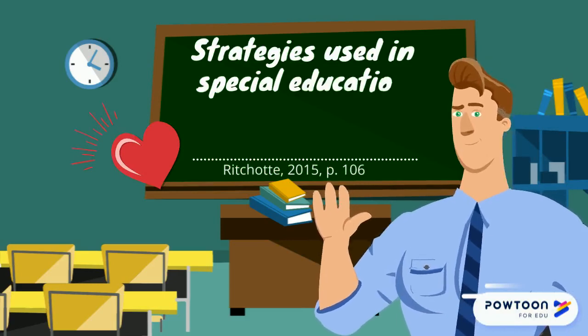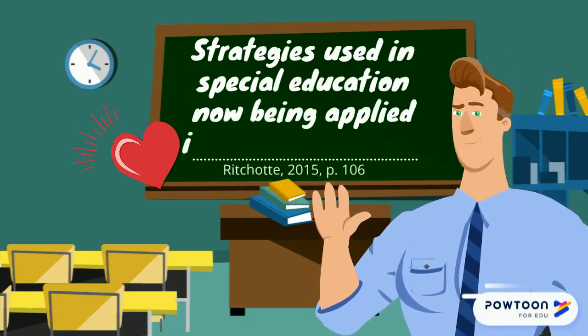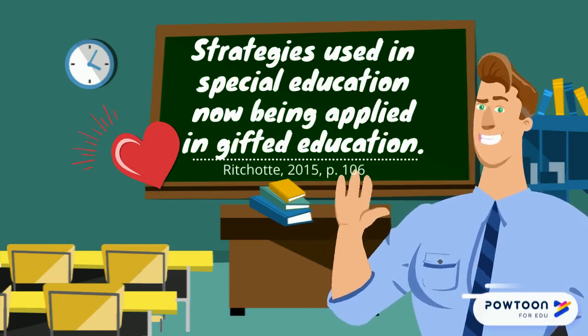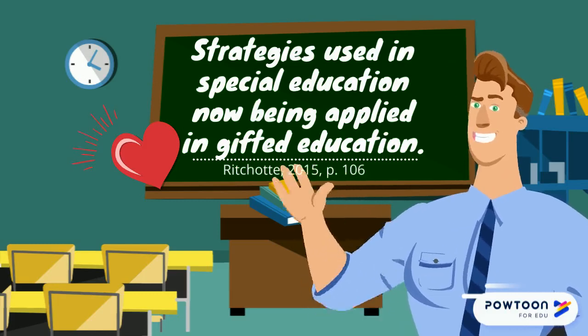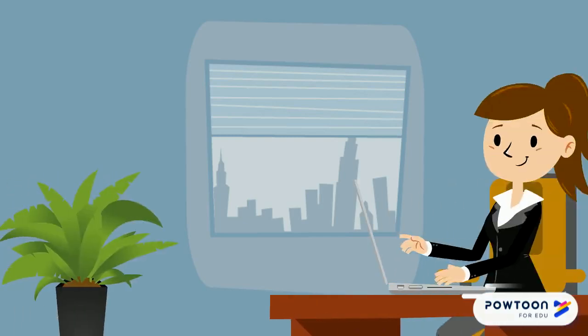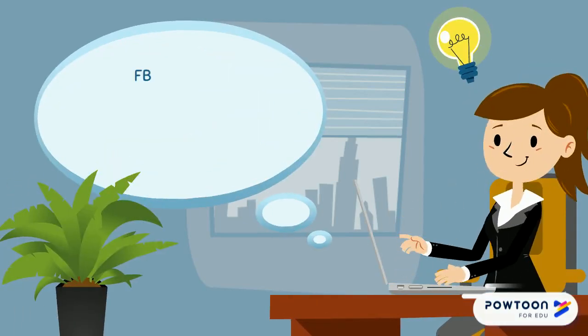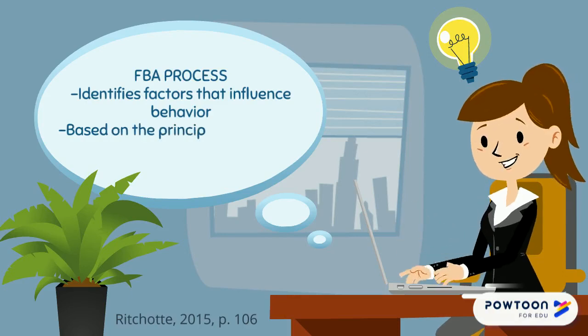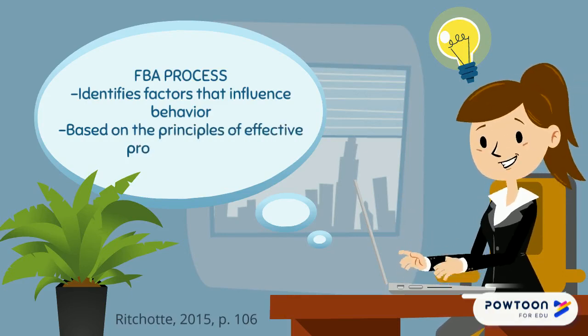One in particular is the use of functional behavioral analysis. It is the collection of data, observations, and information to develop a clear understanding of the relationships of events and circumstances that trigger and maintain problem behavior. The process of FBA identifies factors that influence behaviors and is based on the principles of effective problem solving. Oftentimes we find that struggling students show some of the same social and emotional characteristics as our gifted population.